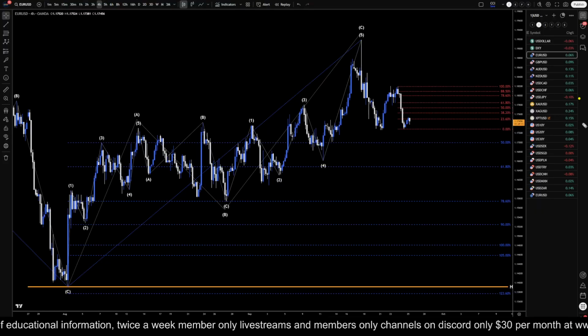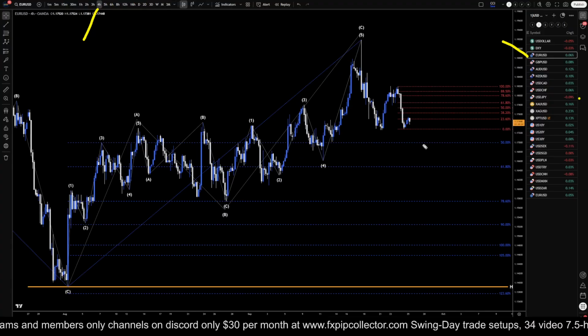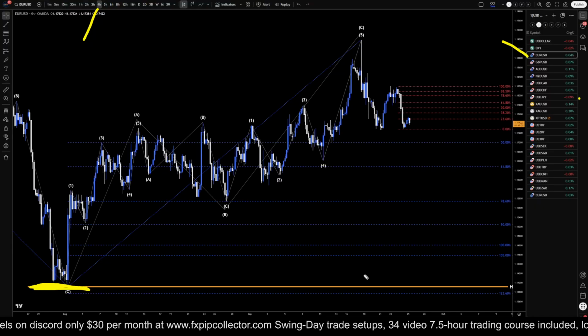Today is Thursday, September 25th, and this is my analysis for the Euro US dollar, and we are on the 4-hour time frame. So on the Euro dollar, overall, I am definitely very bearish. I think it's going to go all the way down below these previous lows on the 4-hour time frame.